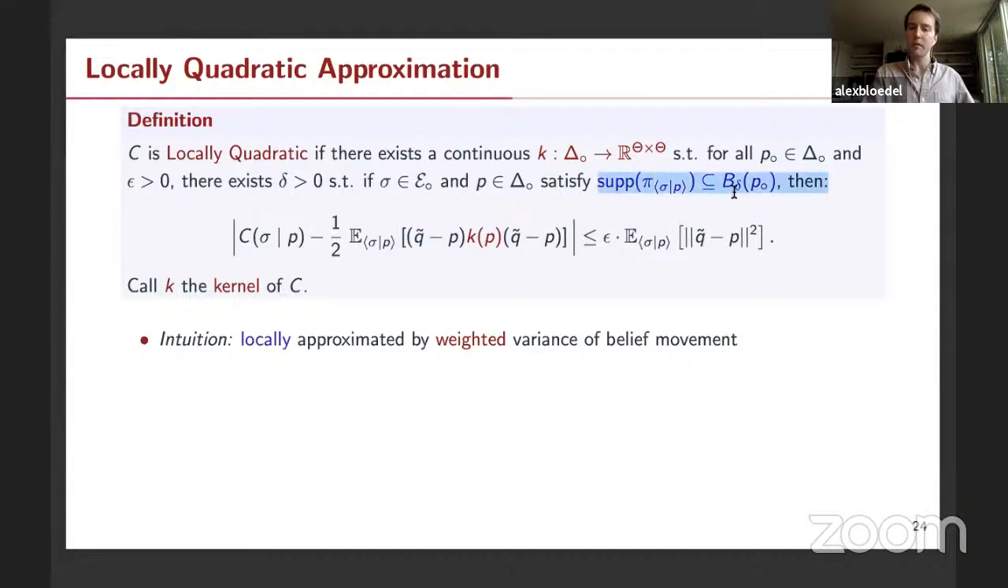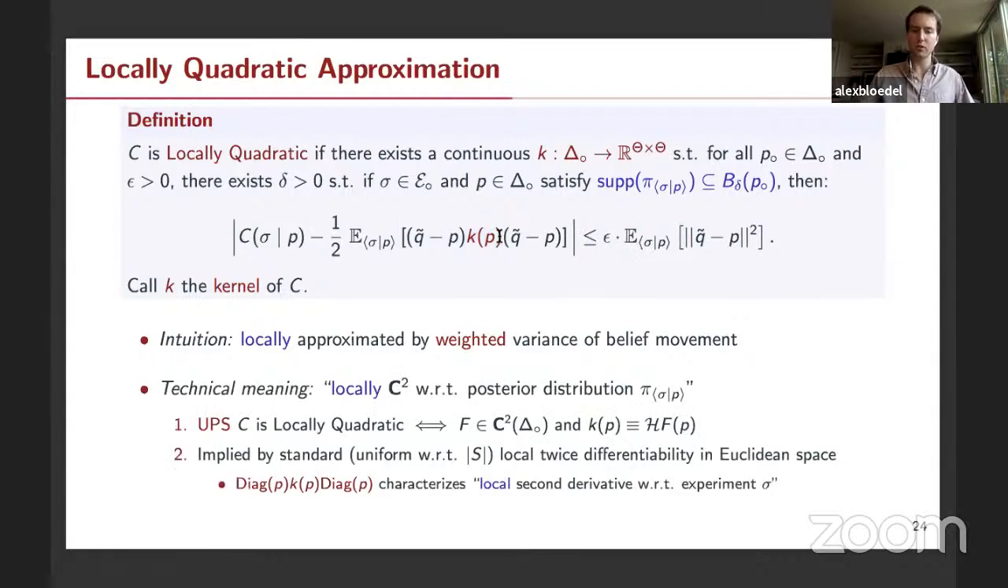So for all experiments that are minimally informative, in the sense that the posterior belief only moves within an arbitrarily small delta ball away from the prior, the cost of such an experiment can be approximated by a weighted variance of belief movement, where the weight on different directions of belief movement is given by this kernel. Okay, so again, this is a kind of second order Taylor expansion. Technically, what this means is that the cost function is locally C2 with respect to the posterior distribution. So for a UPS cost, the UPS cost is locally quadratic if and only if its potential function is C2 and the kernel is given by the Hessian of the potential function.